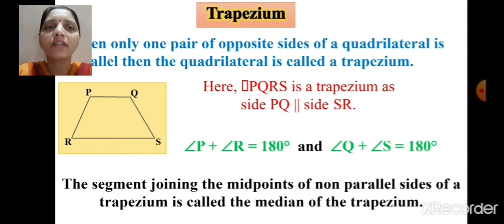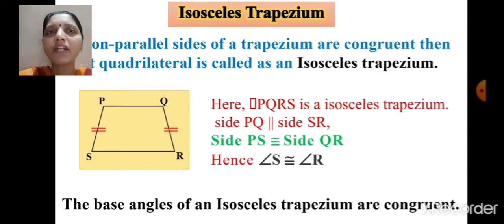Then one more property we have learned about the median. What is the median? The segment joining the midpoints of the non-parallel sides of a trapezium is called the median of the trapezium. So these are the important points regarding trapezium. After that, we have seen that there are two types of trapezium. One is scalene trapezium and this is the isosceles trapezium. In isosceles trapezium, the non-parallel sides of a trapezium are congruent.